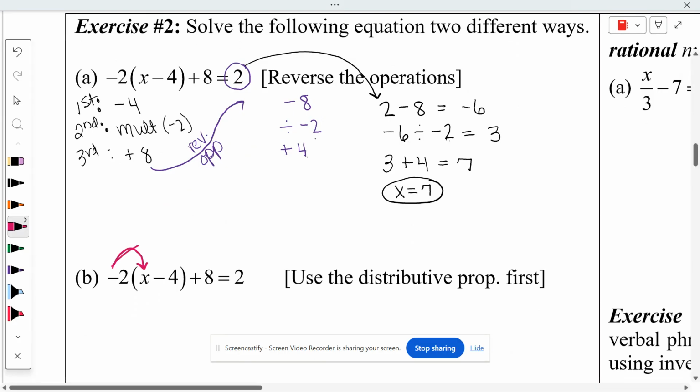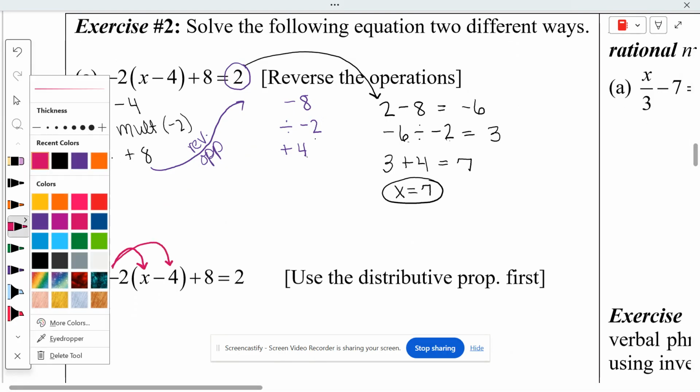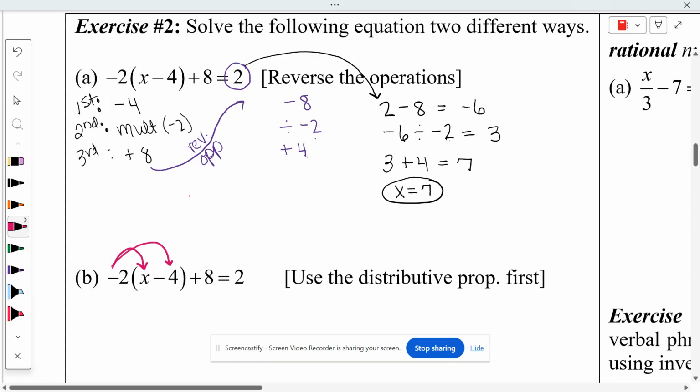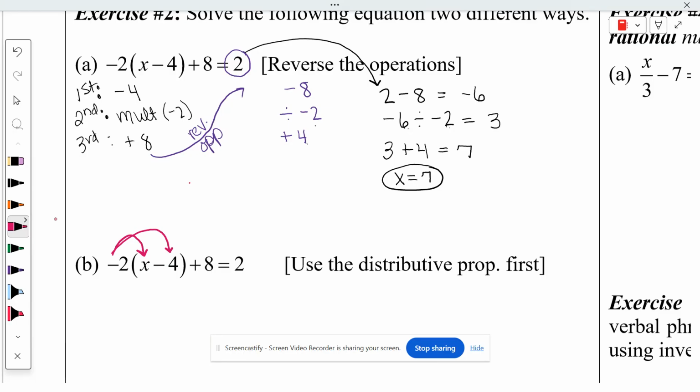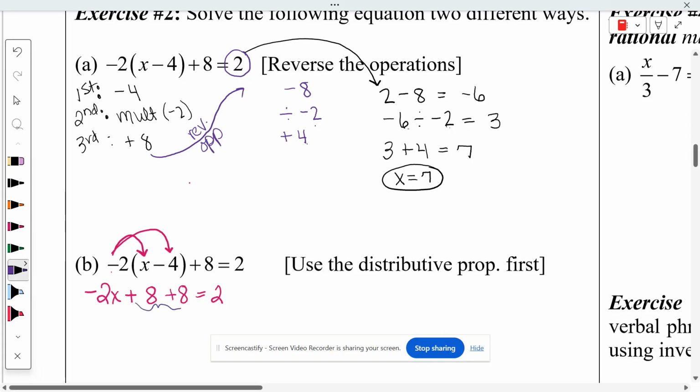So now we're going to use the distributive property. We're going to get rid of the parentheses. Same exact equation in example A as in example B. Same exact equation, but we're using a different method. Negative 2 times x is, well, that's negative 2x. A negative 2 times a negative 4, well, a negative times a negative is a positive, and 2 times 4 is 8, plus 8 equals 2. Okay. First thing I'm going to do is combine like terms. So that gives me negative 2x, 8 and 8 is 16 equals 2.